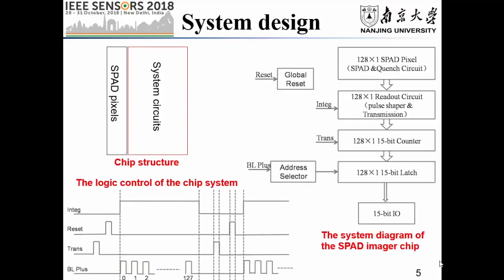Here is the chip structure. On one side, these are the SPAD pixels, and on the other side are the system circuits. For more information, let's see the system diagram of the SPAD image chip. From up to down, here are 128 SPAD pixels with quench circuits respectively.